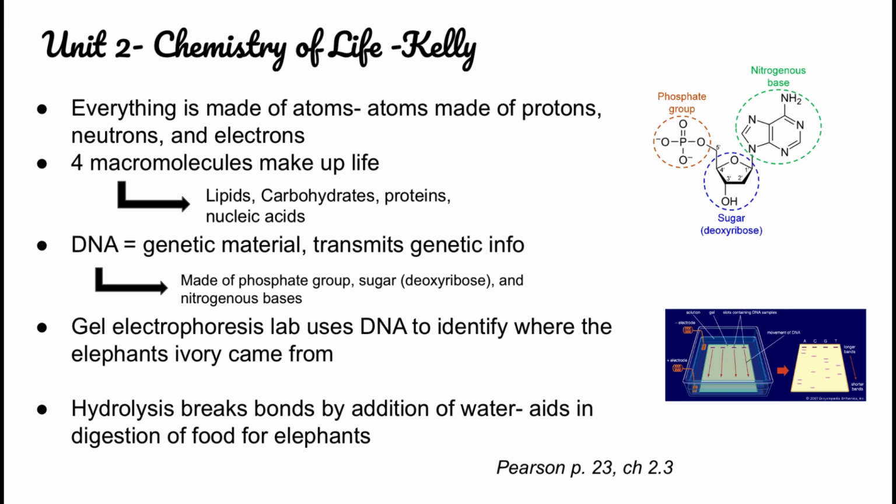First, we have the chemistry of life. Everything in the universe is made up of atoms. Atoms are made of protons, neutrons, and electrons. The four macromolecules that make up life are lipids, carbohydrates, protein, and nucleic acids. These are essential for energy, building, and the transfer of genetics. DNA is the genetic material that transmits genetic information. It is made of a phosphate group, sugar, and nitrogen base. The gel electrophoresis lab uses DNA to identify where the elephant's ivory came from.